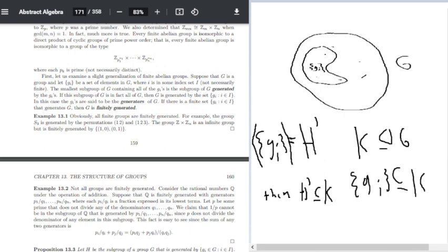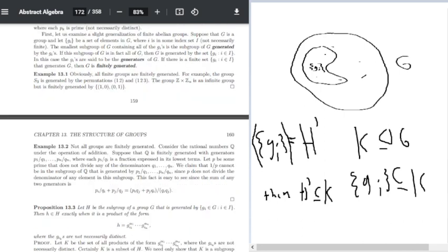If this subgroup is in fact all of G, then G is generated by the set of G sub i for i in I. In this case, the G sub i's are said to be generators of G. If there is a finite set of G sub i that generates G, then G is said to be finitely generated. Example 13.1. Obviously, all finite groups are finitely generated. For example, the group S3 is generated by the permutations (1 2) and (1 2 3). The group Z times Z sub n is an infinite group, but is finitely generated by (1, 0) and (0, 1).